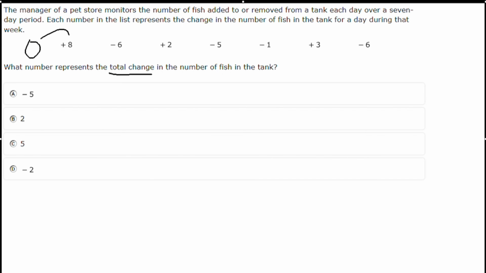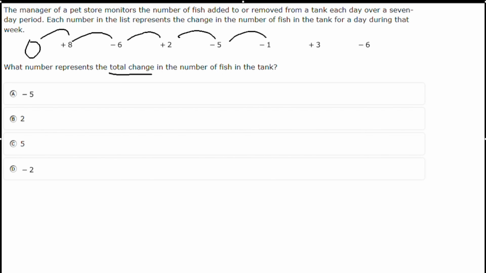Then we get to day 2. We have 8 minus 6, which is 2. Then we get to day 3, so we're at 2. Then we have another 2, so 2 plus 2 is 4. Then they lost some fish. 4 minus 5 is negative 1.